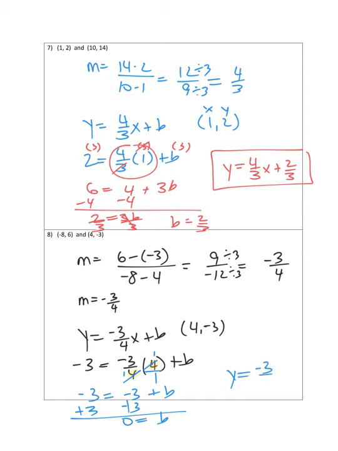So y equals negative 3/4 x would be your final equation because plus 0 just gives you back y equals negative 3/4 x.